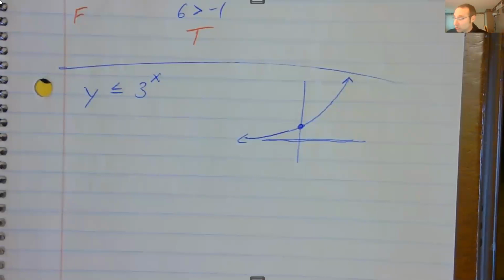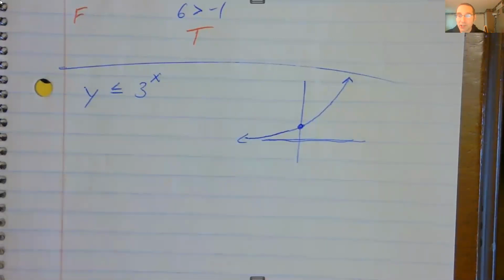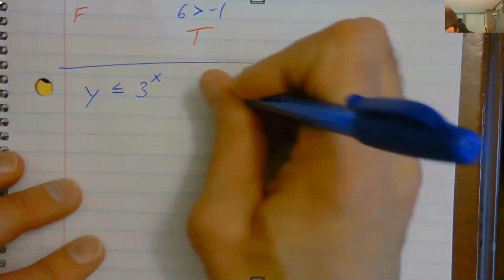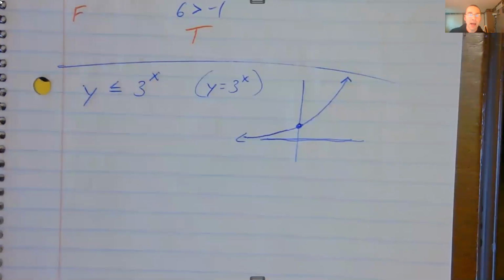Now, I just drew a solid curve here. I did not use a dashed curve. Did I make a mistake, or am I okay with that? In this case, I'm okay, because this is less than or equal to, so I'm thinking about y equals 3 to the x as my boundary curve, and since it was less than or equal to, I can draw it with a solid curve, okay?